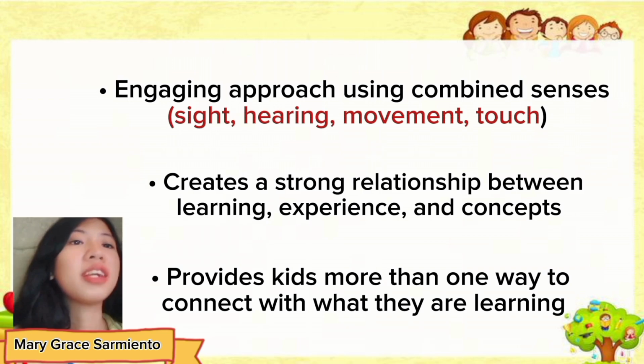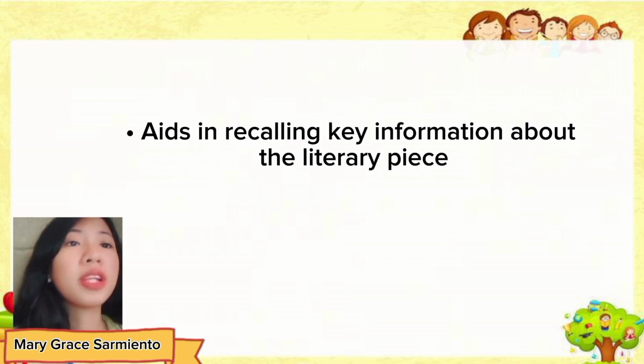So number 6 aids in recalling key information about the literacy piece. Using multiple senses and experiences while learning a story makes it easier for kids to remember important details later. For example, after reading a story about a jungle adventure, discussing the sights, sounds, and feelings in the jungle helps in recalling the key elements of the story.